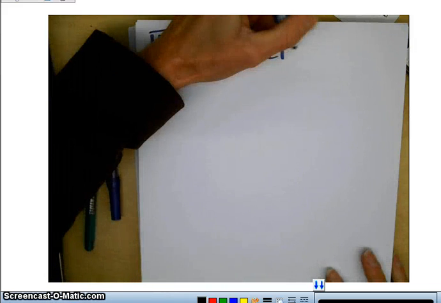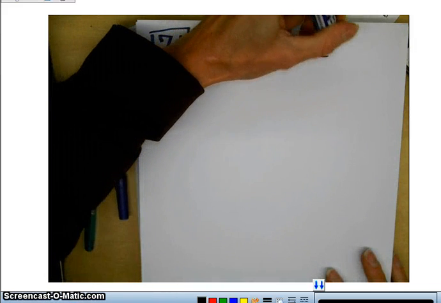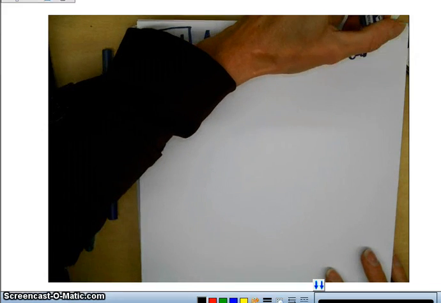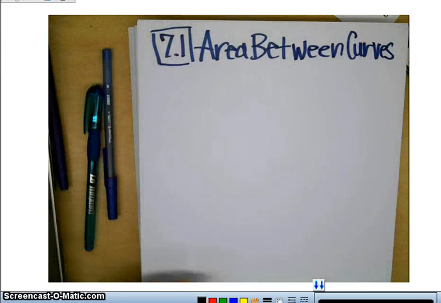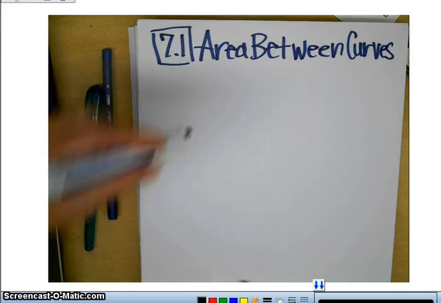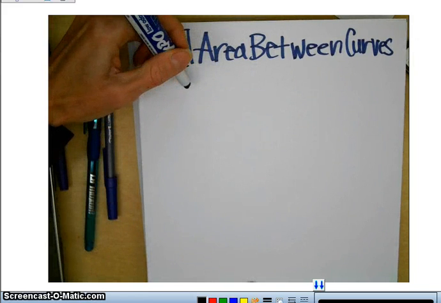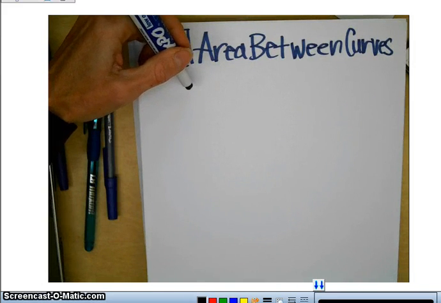All right, we're going to talk about area between curves some more. And I want to look at an example here. I want to find the area between these two curves. Or maybe between these three curves. I don't know. Let's see.